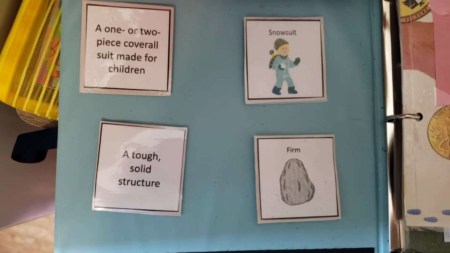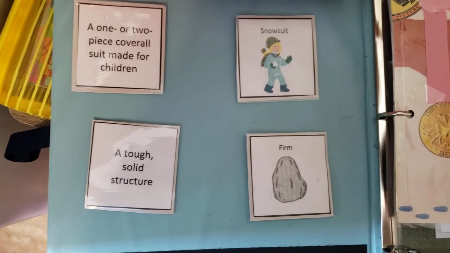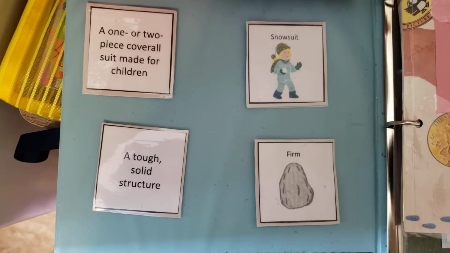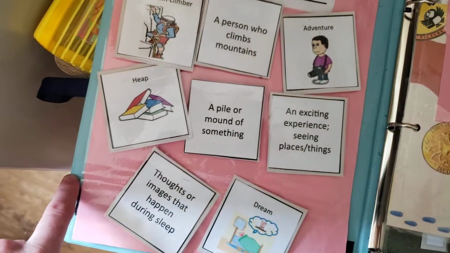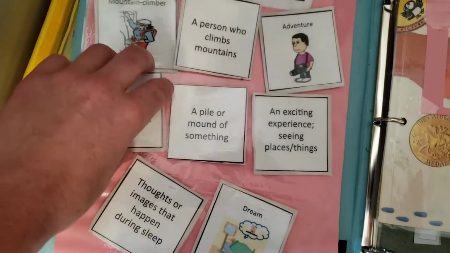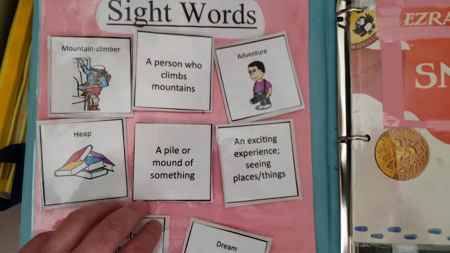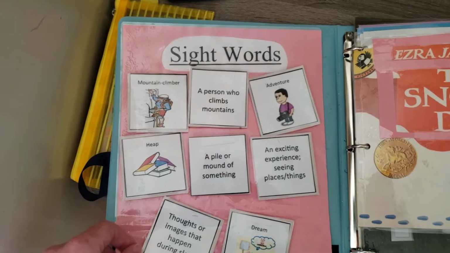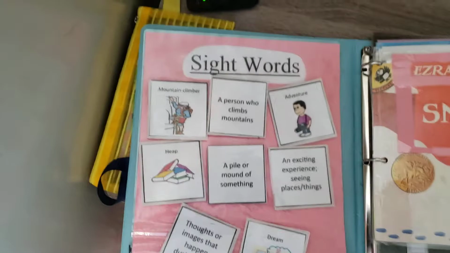The next one is snowsuit, a 1 or 2 piece cover all suit made for children, and firm. I use the decal of a rock because those are tough, solid structures. Now again, this piece can be moved. I use the pink because it's still a happy and relaxing color without being too exciting for the students or too distracting. Now, I put this first because I wanted it to be able to start teaching and giving the students a little insight before we start moving on to the story itself.